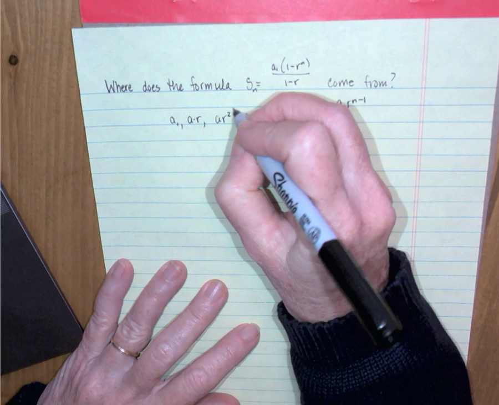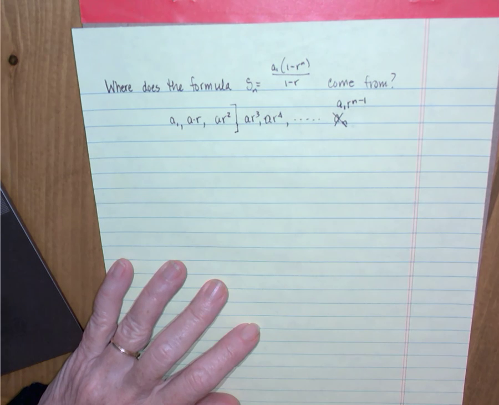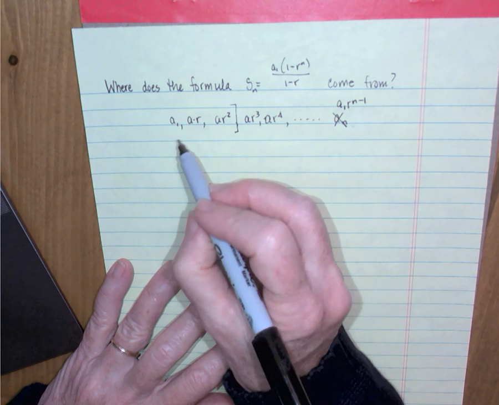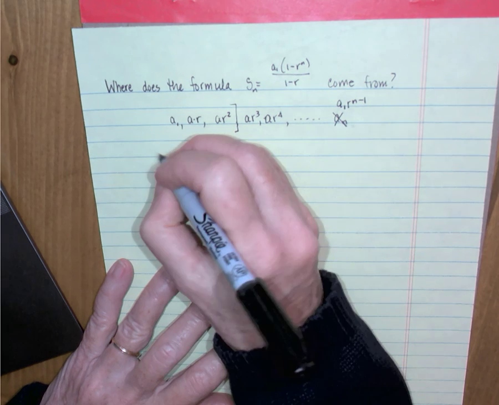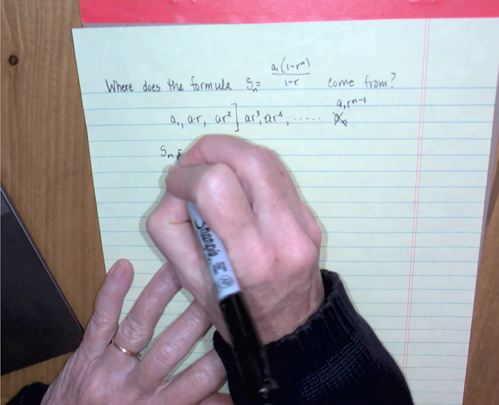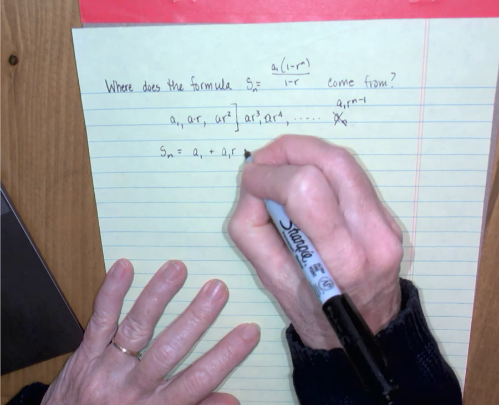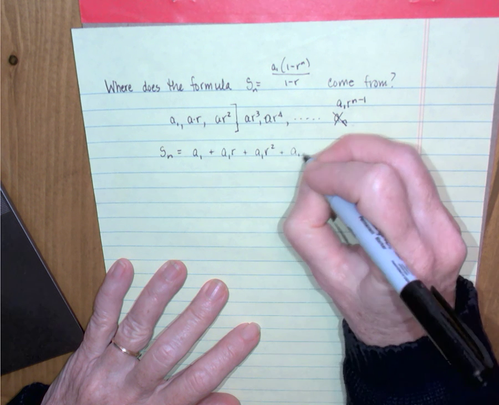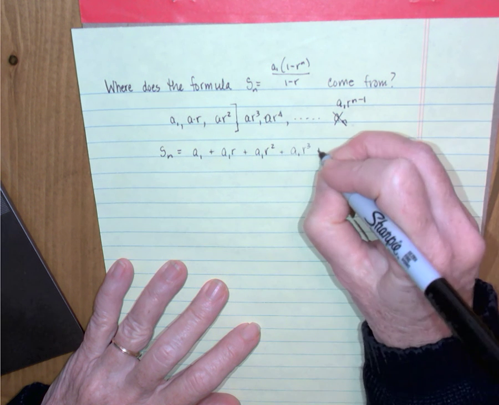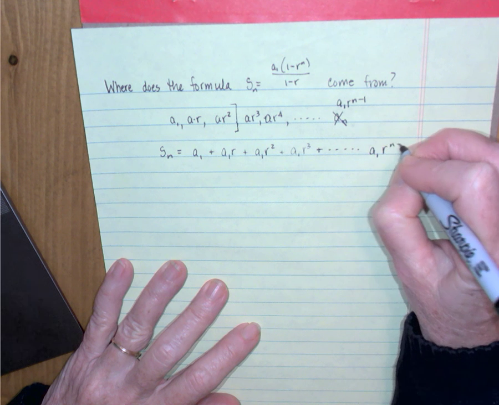Like if we stop at r to the second, we have 3 terms there, right? So the number of terms we have includes the fact that we have that first one that doesn't have an r. So I'm looking for the sum of n terms, and I'm going to write that as a sub 1 plus a sub 1r, a sub 1r squared, a sub 1r to the third, and all the way to a sub 1r to the n minus 1.